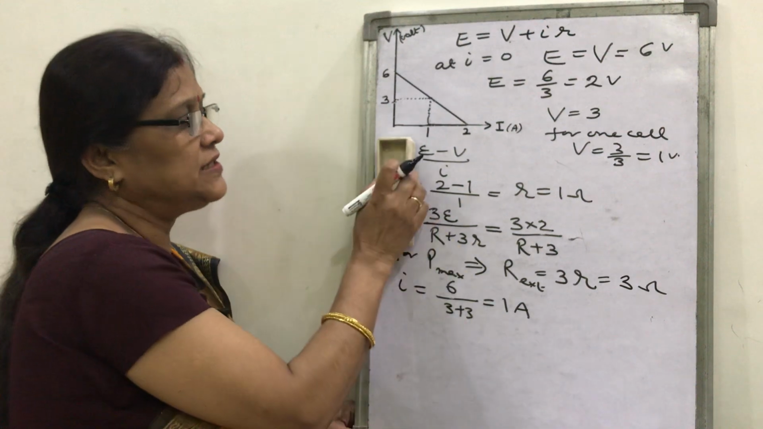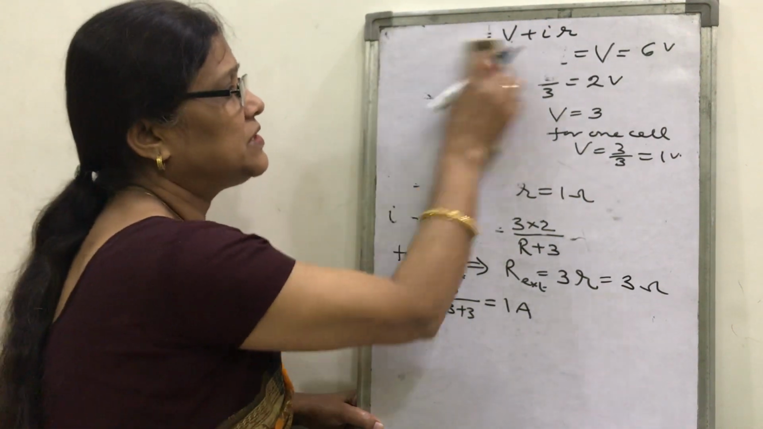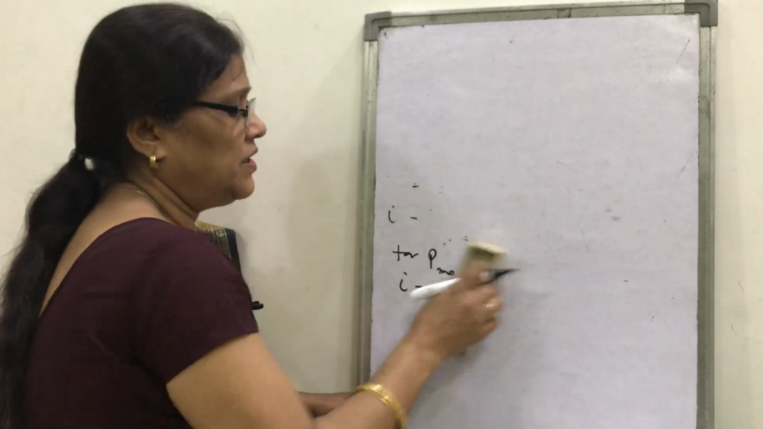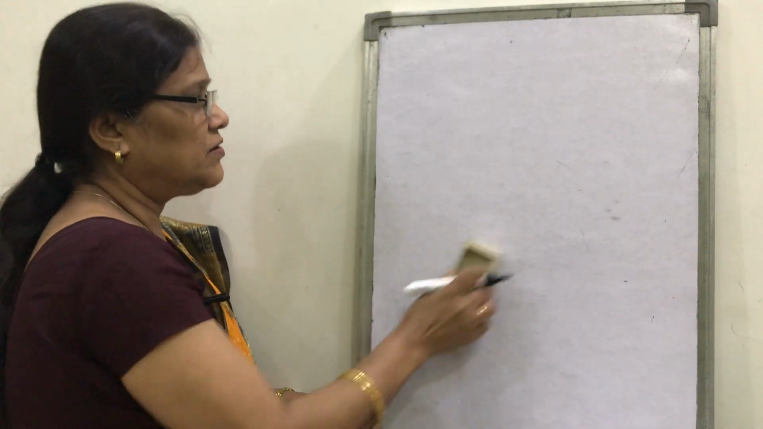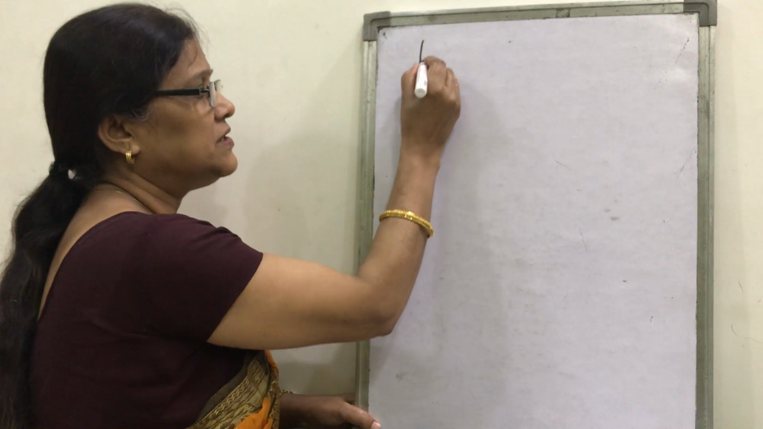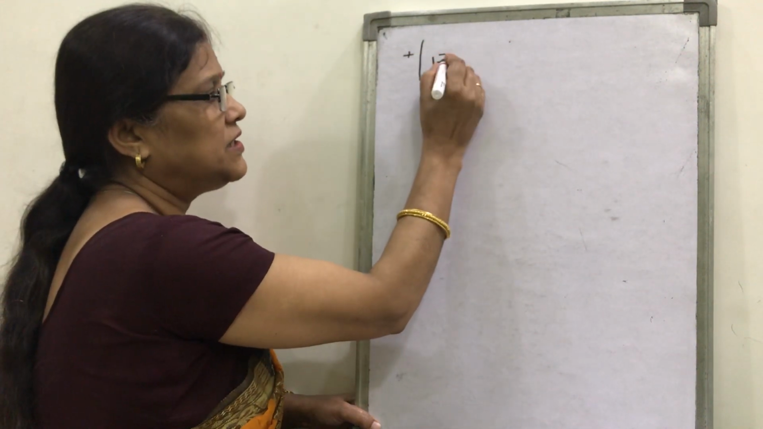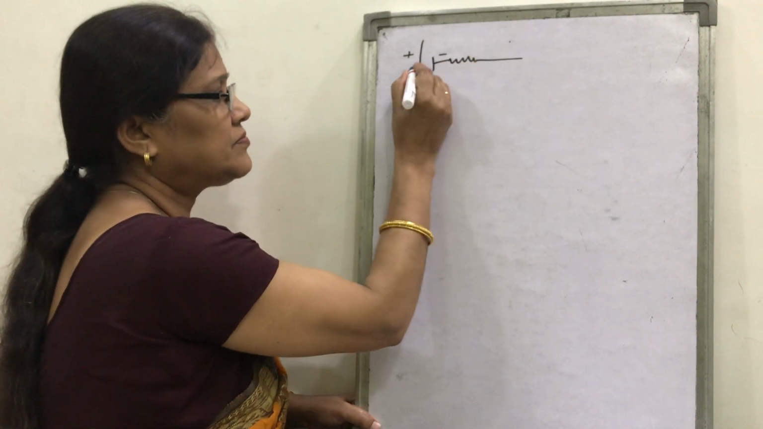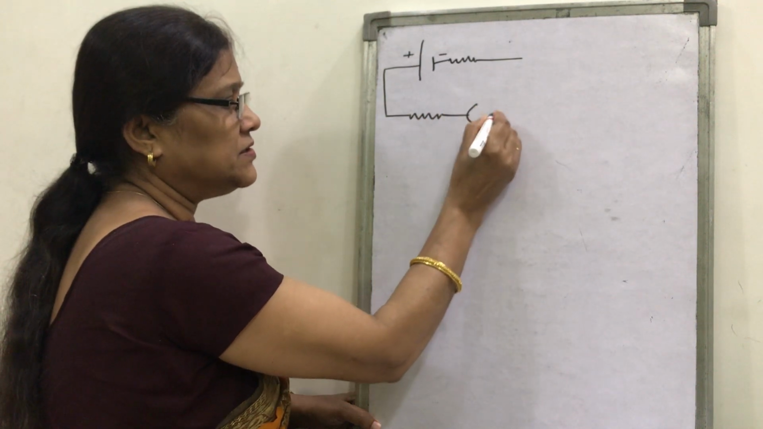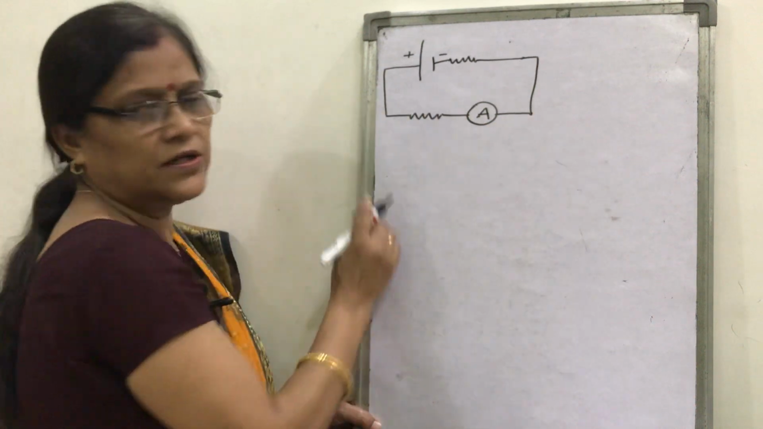Now in the second case, if there is a voltmeter, this question which I am telling is also asked in board examination. So here a voltmeter is connected across the terminals of one cell. This is the cell and these are the terminals, and this is the internal resistance, and external resistance is this, and this is the ammeter here, and this is the circuit.